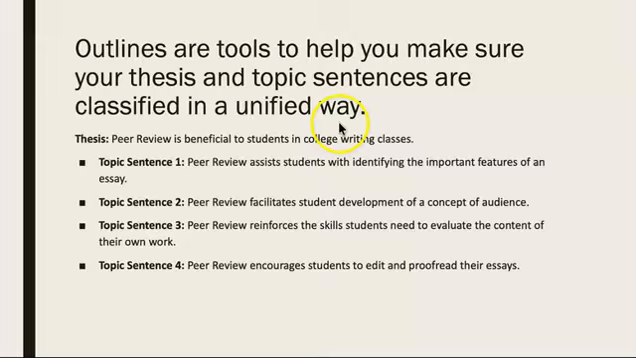So this is an example of a unified set of a thesis and topic sentences. The basic classification is the thing that's making that very clear that this all goes together, because all of the topic sentences are about benefits, and the thesis statement is also claiming that benefits are what people get out of mixing peer review with students in college writing classes.